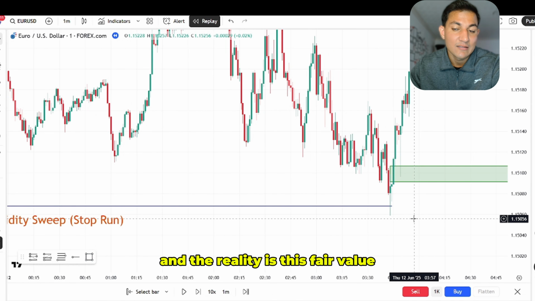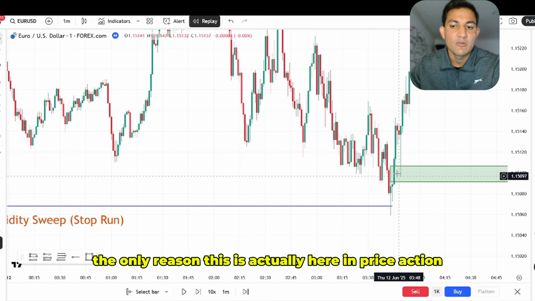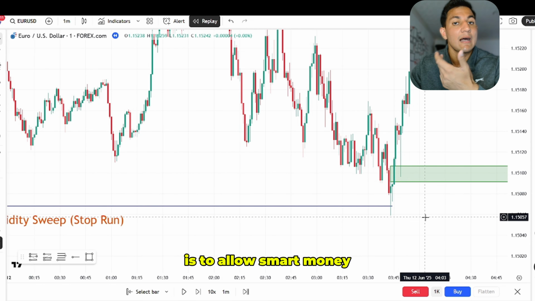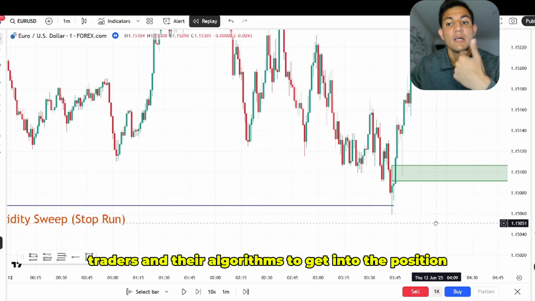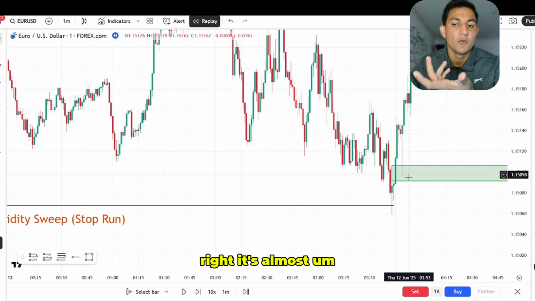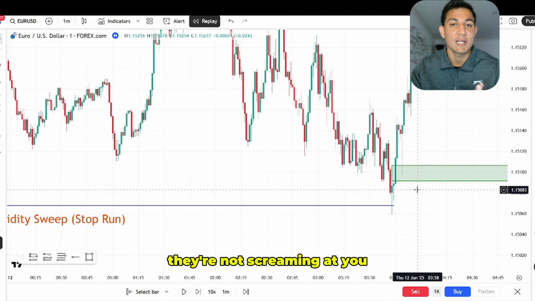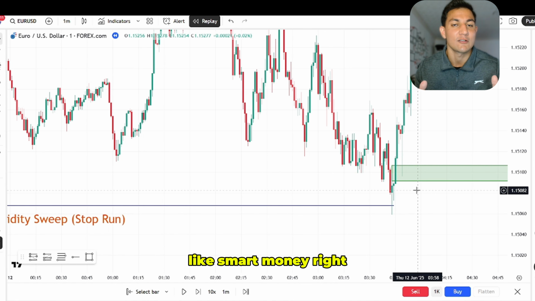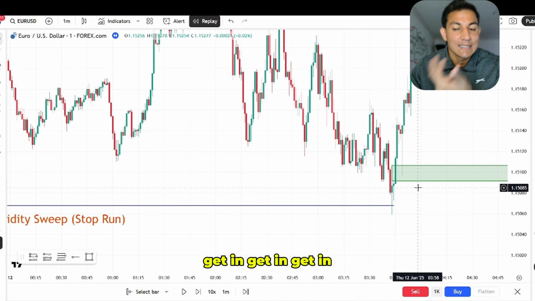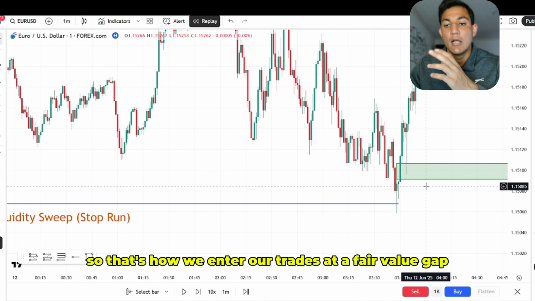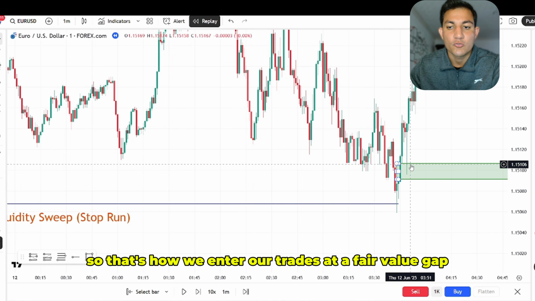And the reality is, the only reason this fair value gap is actually here in price action is to allow smart money traders and their algorithms to get into the position, right? It's almost like I always say, smart money screaming at you. They're not screaming at you, they're screaming at other traders who trade like smart money, right? They're saying, hey, get in. Now's the time to get in. So that's how we enter our trade, is at a fair value gap.